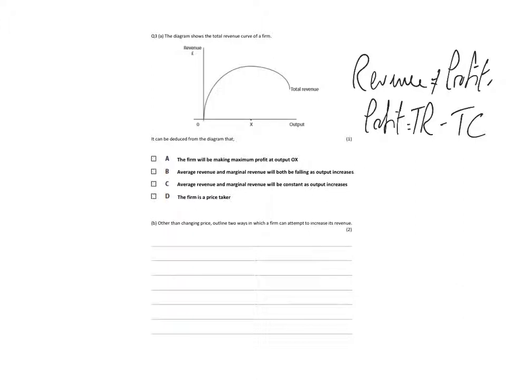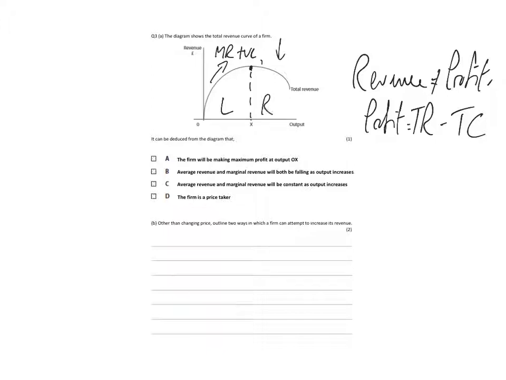We reach a turning point at X, and after that point, total revenue starts to fall. So on the left-hand side of point X, total revenue is increasing as output increases. So that tells us that our marginal revenue is positive, but because the gradient is decreasing, that also tells us that our marginal revenue is positive but falling.